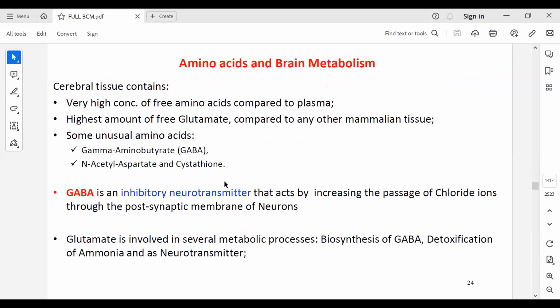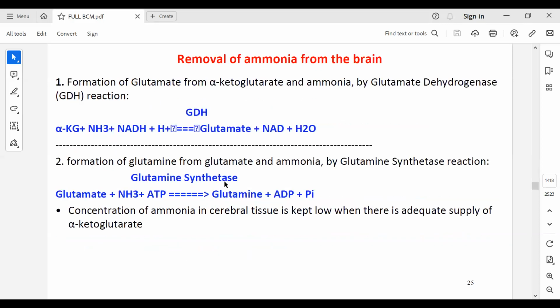So again, some of these amino acids can be used to make some of the neurotransmitters which are amine in nature, like gamma aminobutyric acid, and also N-acetyl aspartate and cystathionine. GABA, we know that it's one of the inhibitory neurotransmitters.